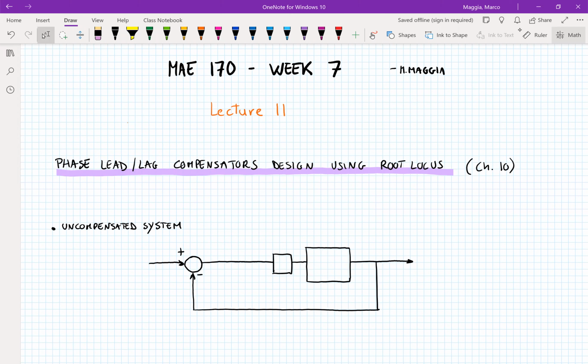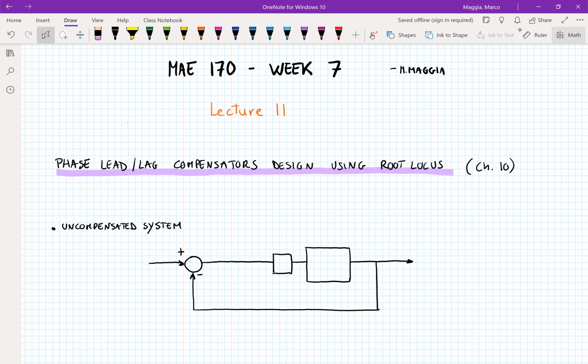So now we're ready to use what we learned in the past weeks in order to design a kind of controller that is known as phase lead or phase lag compensator. Here we have a name, compensator, and not really controller, but you have to think about these compensators as controllers. They really play the role of a controller.